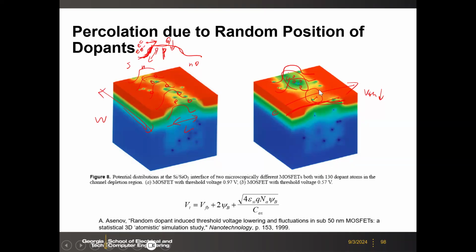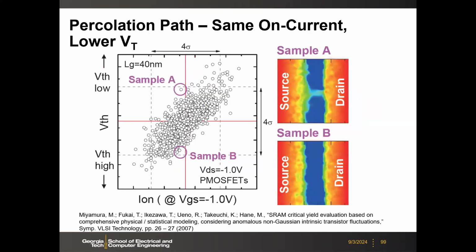So different transistors, because dopant injection during fabrication is a random process, right? You inject the dopants, but you really cannot control where the dopant is located once you inject from the source. So here, if you measure statistically, you will have a different VTH and different on-state currents. So here, sample A and sample B.